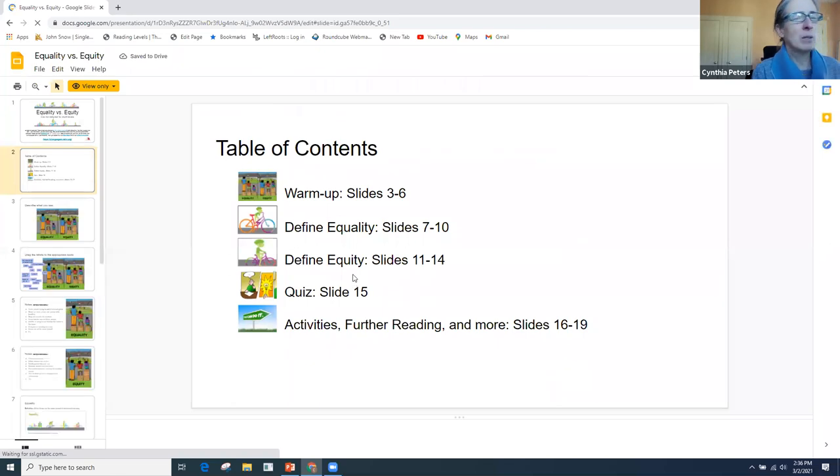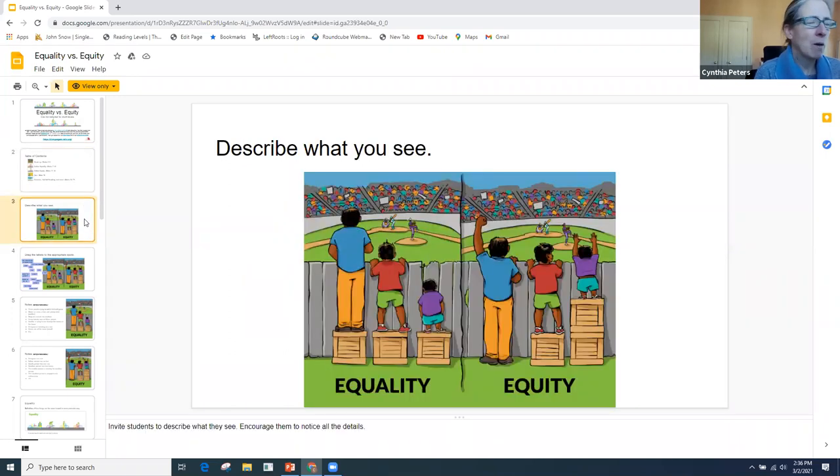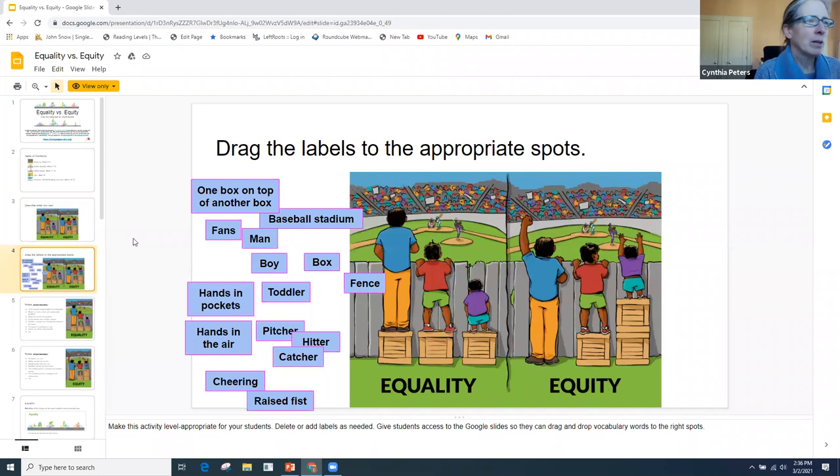It's very multi-level. There are some really simple things. There's this image, which is very powerful, very simple in one way but also very complex. It gets to the difference between equality and equity, a fairly complex concept, but people are going to be able to see this and understand what it means. And then there's even a little vocabulary exercise, which, as a teacher, you can amend, where you can drag these boxes to label the items.